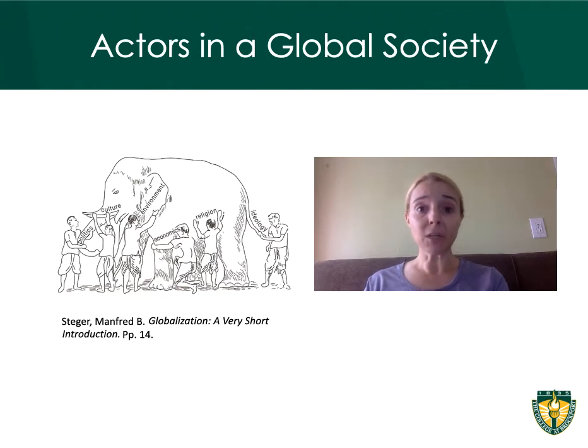I find the image of the blind scholars and the elephant to be especially useful. While Steger uses this image to talk about the different dimensions of globalization, it's also helpful to think of the same type of image when viewing the various actors that intersect in a global society. Today, we'll look at two additional global actors: intergovernmental organizations or multilateral institutions, and transnational corporations.